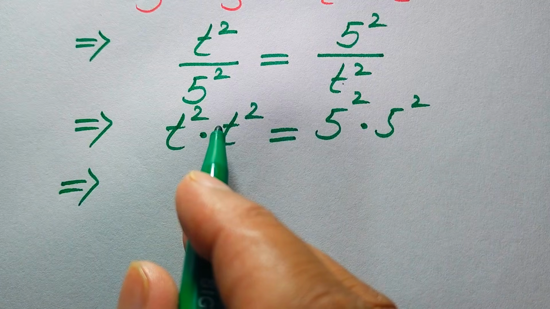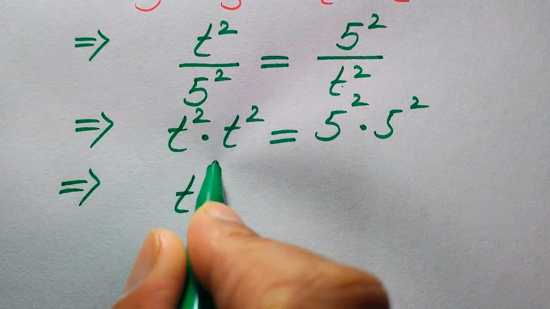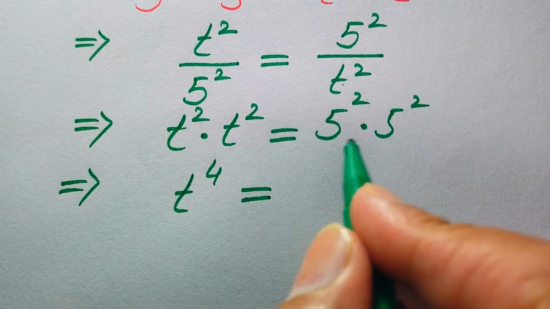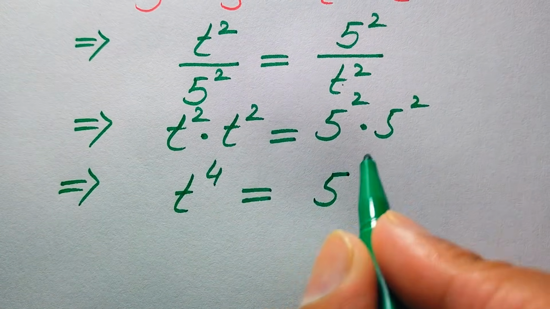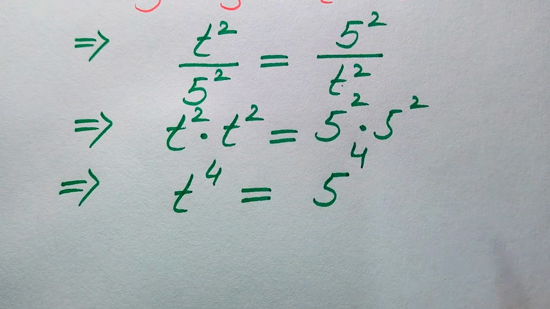And further in the next step you see that the bases of both of these two terms are the same, so we need to add the exponents, and when we add these two exponents it will be written as t to the power of 4 is equal to, in the same pattern, here again you see that the bases are the same, and we add the exponents and we get 2 plus 2 becomes 4.